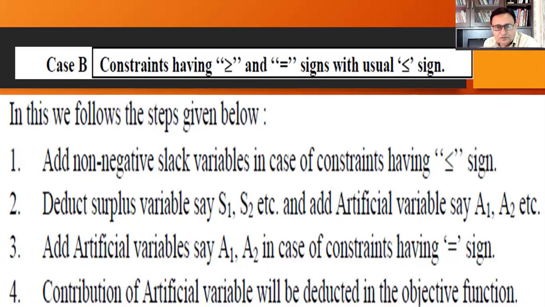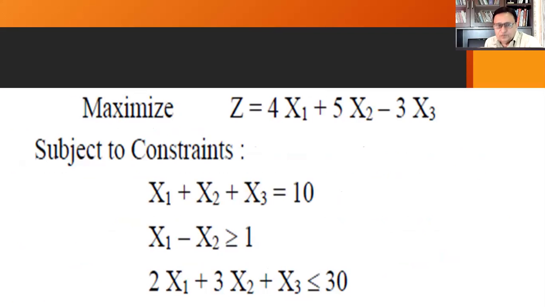So now let's move to another problem. Maximize Z is equal to 4x1 plus 5x2 minus 3x3. All of you must note down this problem, and you have to solve it with your own practice also. Maximize Z is equal to 4x1 plus 5x2 minus 3x3, subject to the constraint x1 plus x2 plus x3 is equal to 10. This constraint is of equal to type.